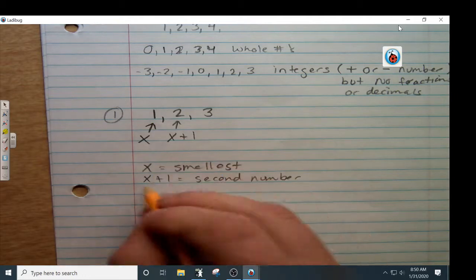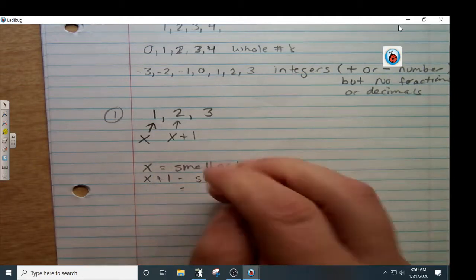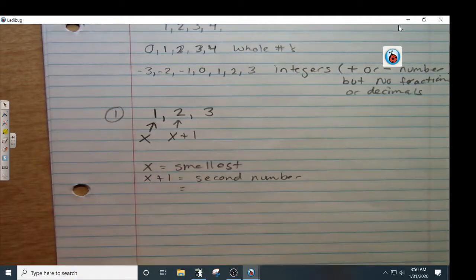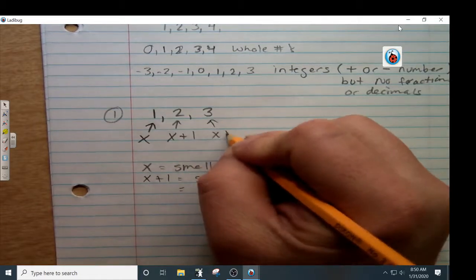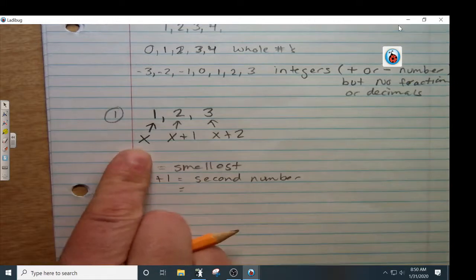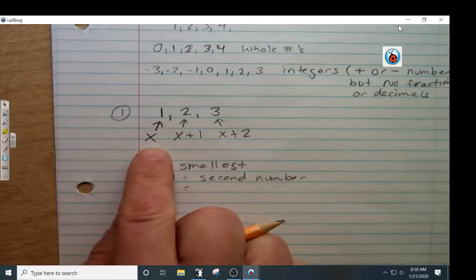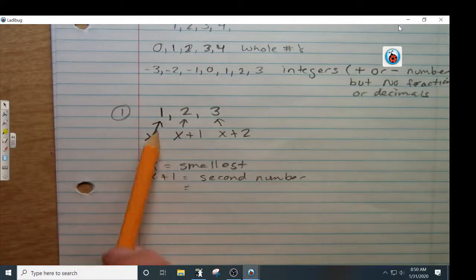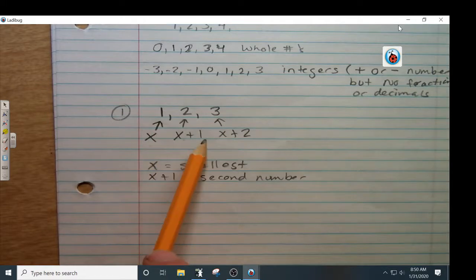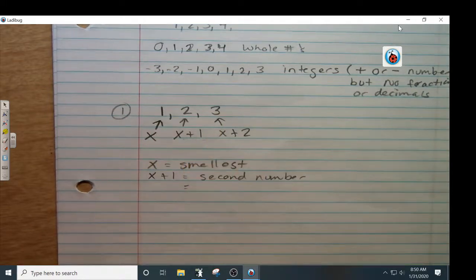Now, how am I going to get 3? How am I going to get my largest number? It's going to be x plus 2. Because remember, guys, we addressed 1 as x, right? This is just a simple illustration to kind of drive home what we're going to be doing, okay? So x is 1, 2 is x plus 1 because it's the next integer. 3 is x plus 2 because it is the biggest integer, okay?